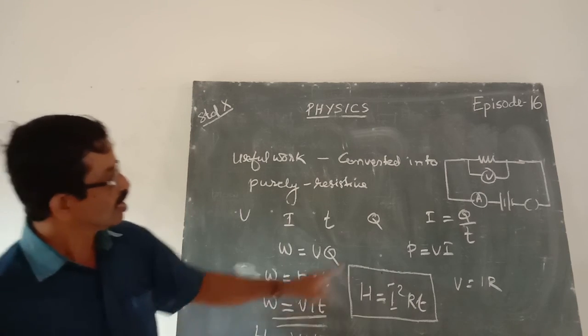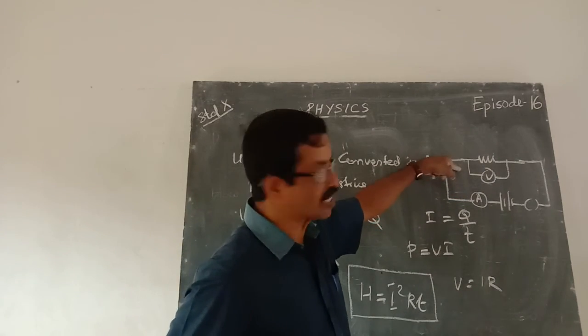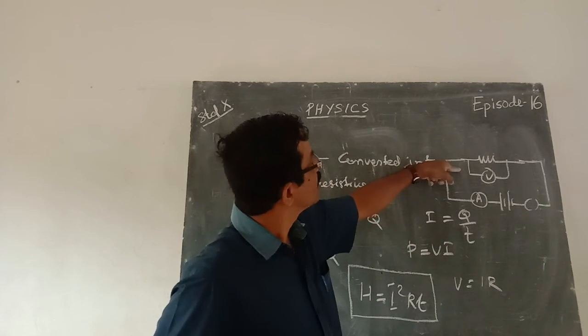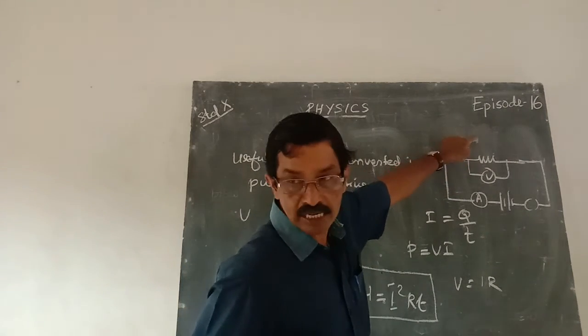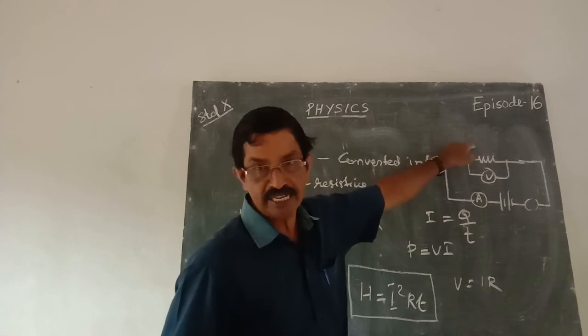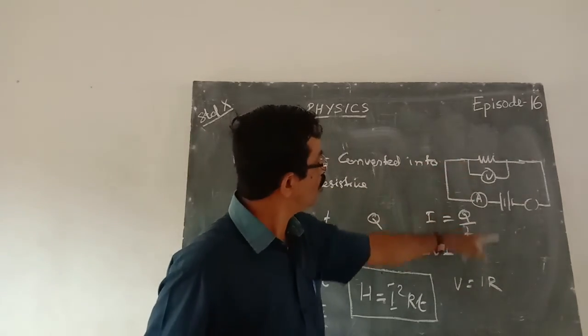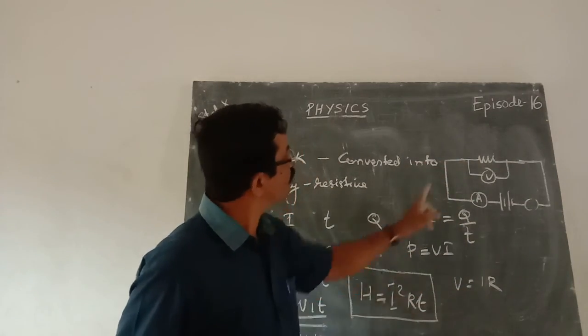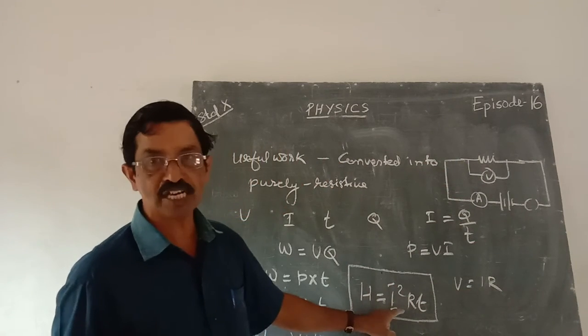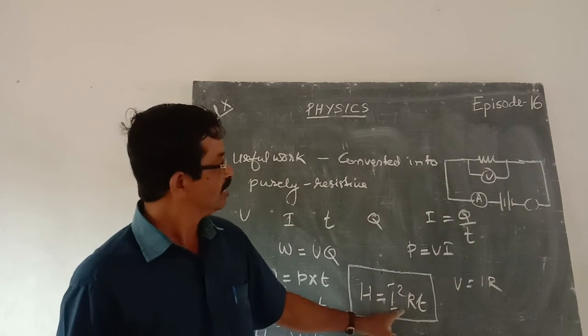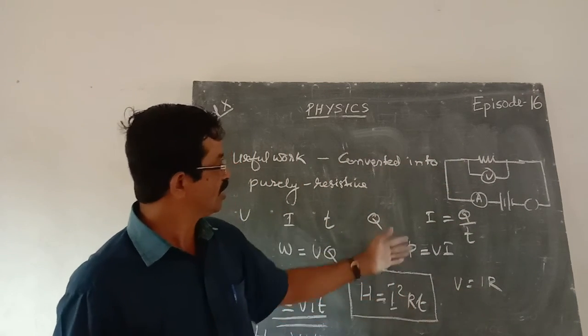From this circuit we can find the current through the resistor, and from this current we get the relation H is equal to I square RT. Then with this we can wind up today's class.